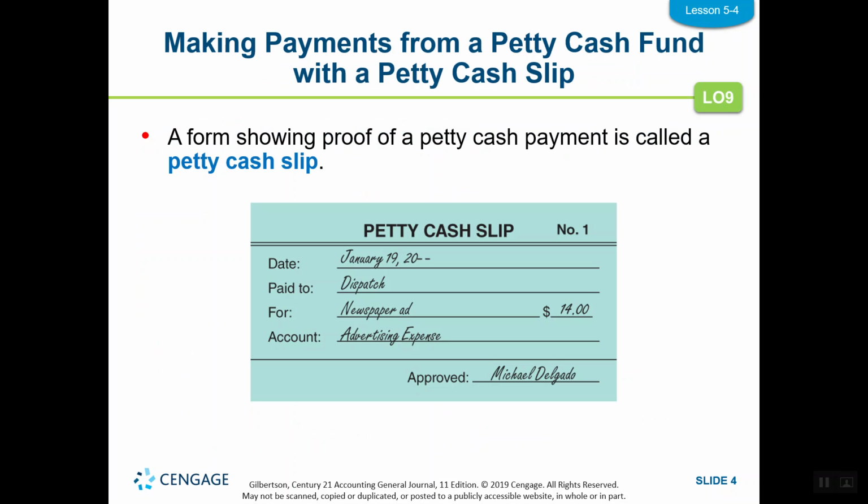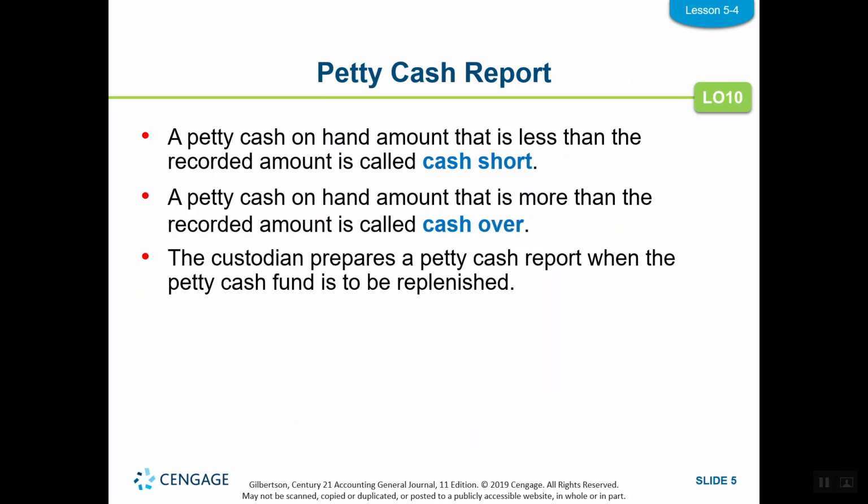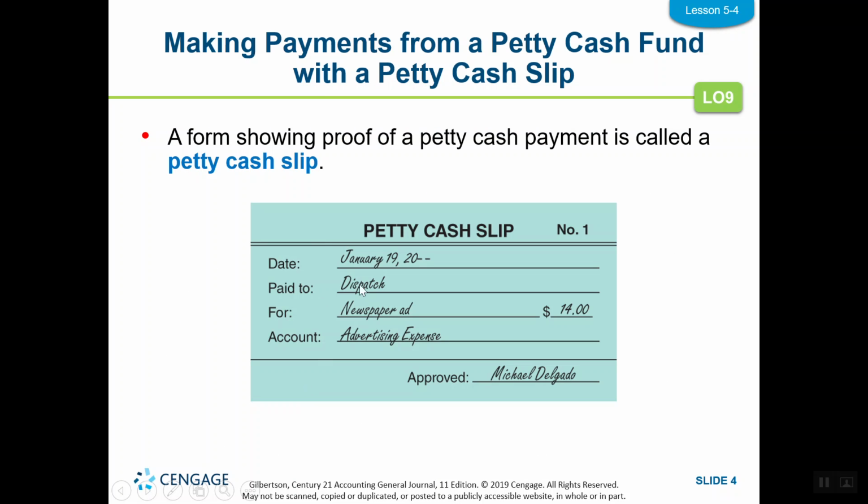Now, every time somebody makes a payment from our petty cash, they just don't take the cash out and forget about it. We still have to record that. So they're going to fill out a petty cash slip saying what was this for, what dates, things like that. Okay, they also should put the receipt in there as well. So they're going to record the date, who it was to, what it was for, the amount, and the account it should come out of, and then who approved it.